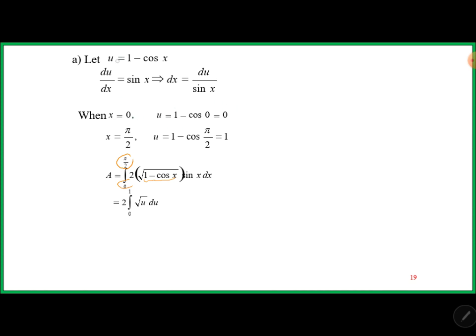So what is our u function? 1 minus cos x. So when x equal to 0, u will be 1 minus cos 0. So what is cos 0? Cos 0 is equal to 1. That's why 1 minus 1 is 0. So the lower limit is 0 when x equal to 0.